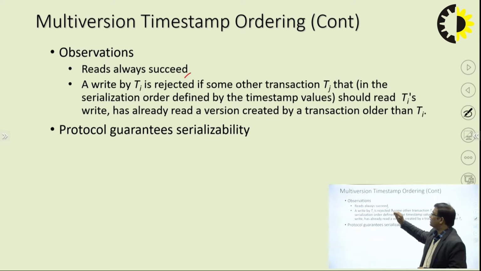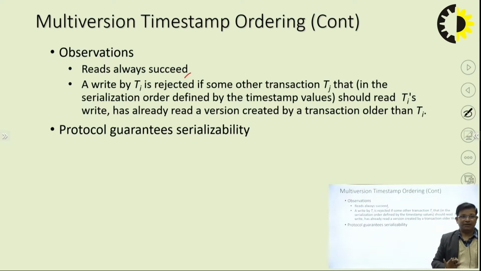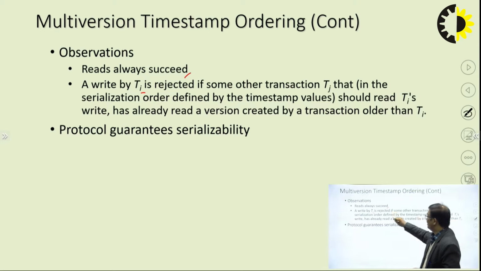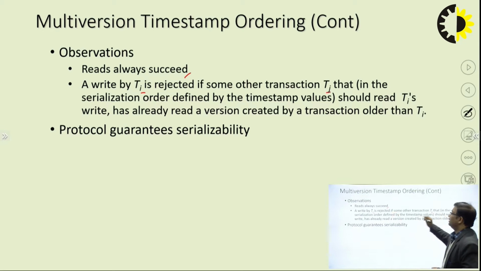So, read always succeeds, every time, but write does not always succeed. Write of Ti is rejected if some other transaction Tj, in the serialized order defined by the time stamping value, has already read a version created by a transaction older than Ti. So the write transaction can be rejected: if another transaction has read the previous value, then the write transaction should be rejected. Okay. This protocol guarantees serializability.